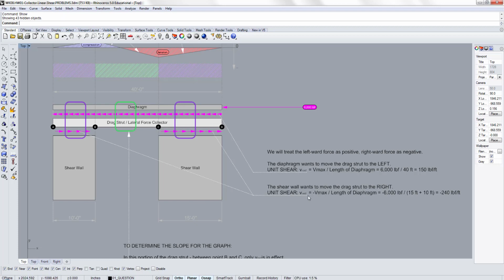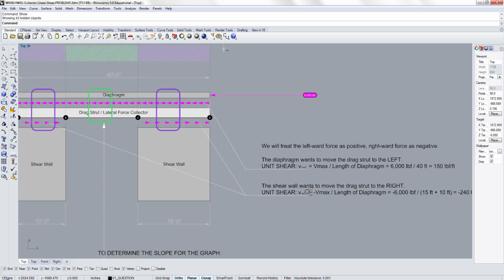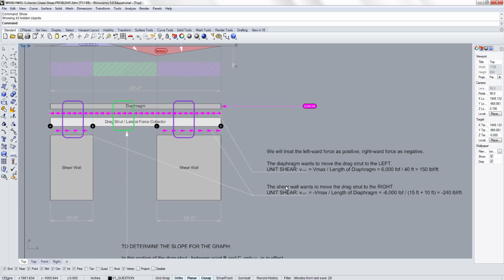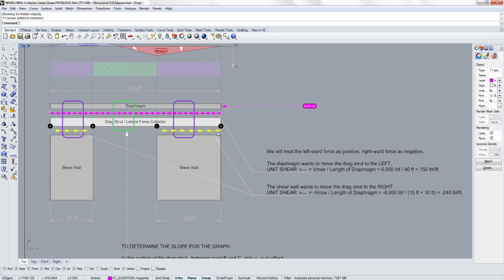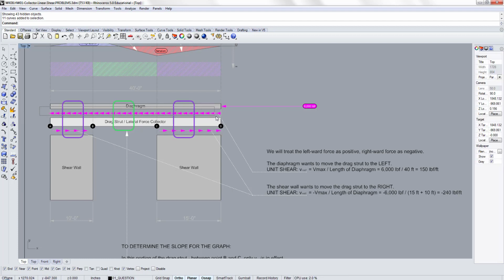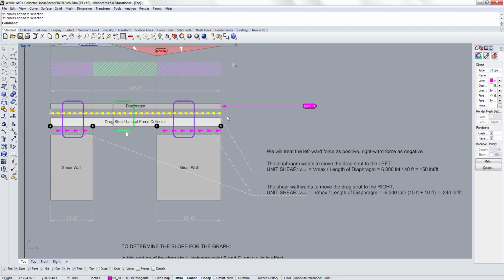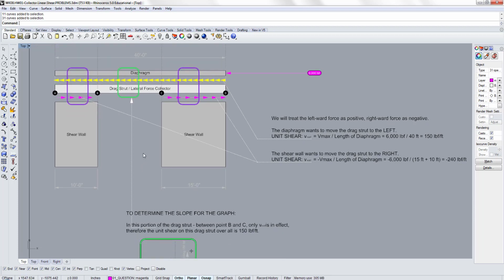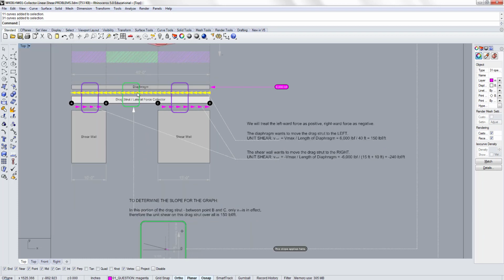So that's what I'm calling V wall, because that's the unit shear for the wall side. That makes sense so far, right? Whatever is going on here, the unit shear is minus 240, and whatever is going on here, unit shear is positive 150. So if we analyze each location of the beam, there's only two scenarios.